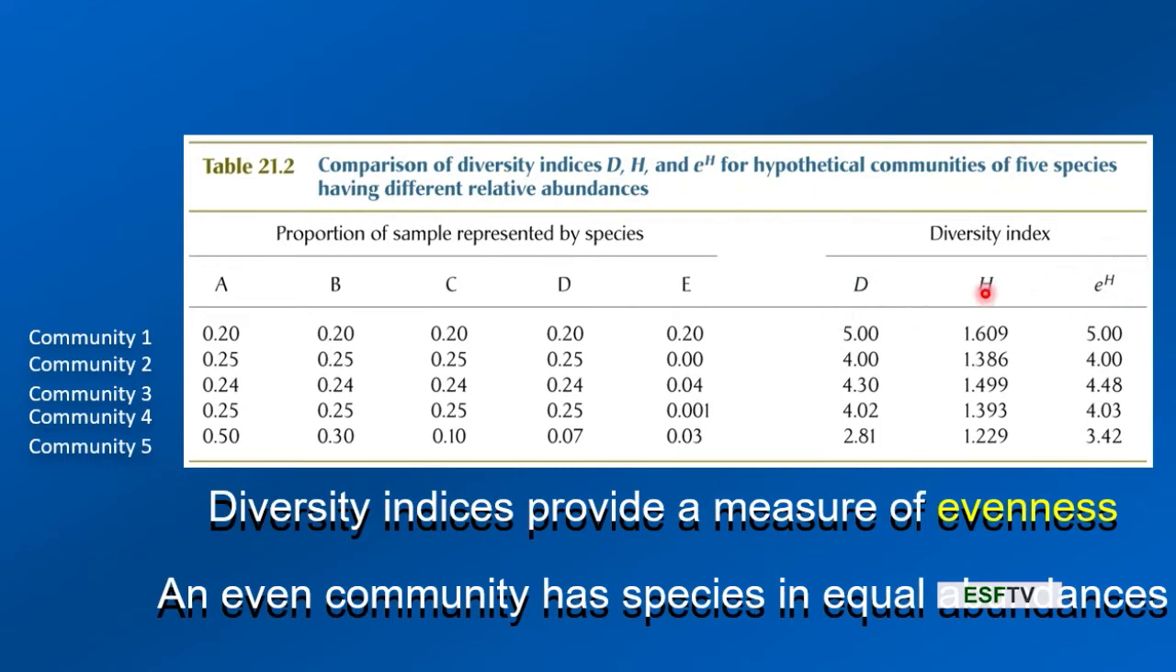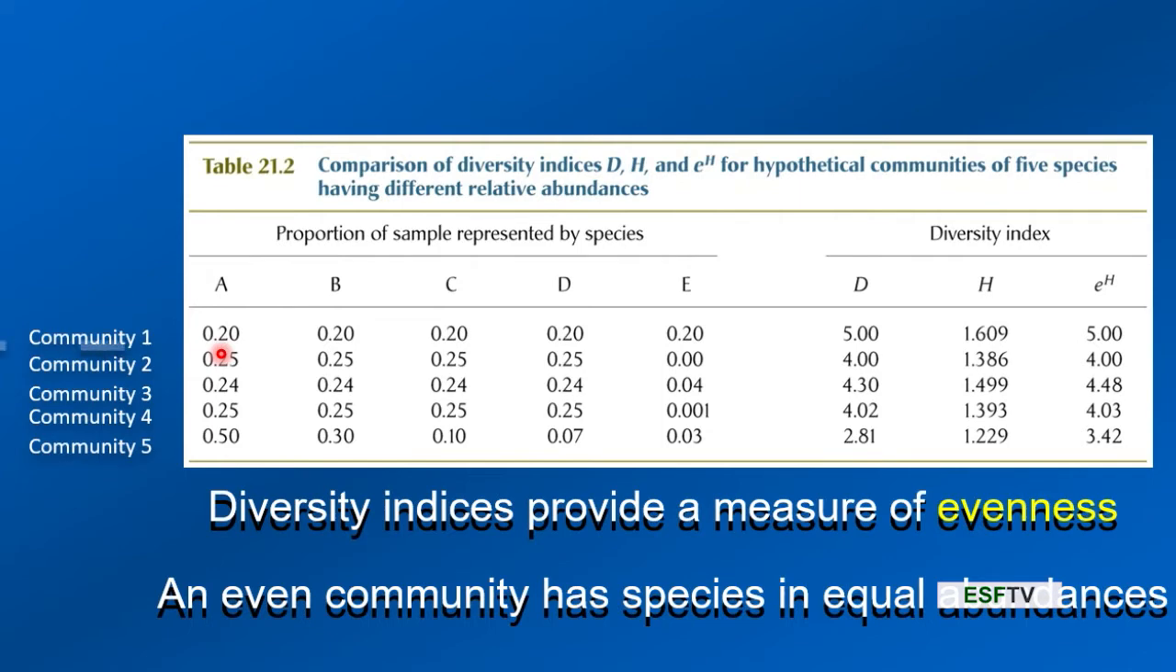Well, actually H here, but if you take the natural log raised to the H, you get a number that is basically equivalent to what you see with D. All right, again, I'll explain this in a minute. So in the first community, let's look at it. Each species is making up 20% of the whole community.